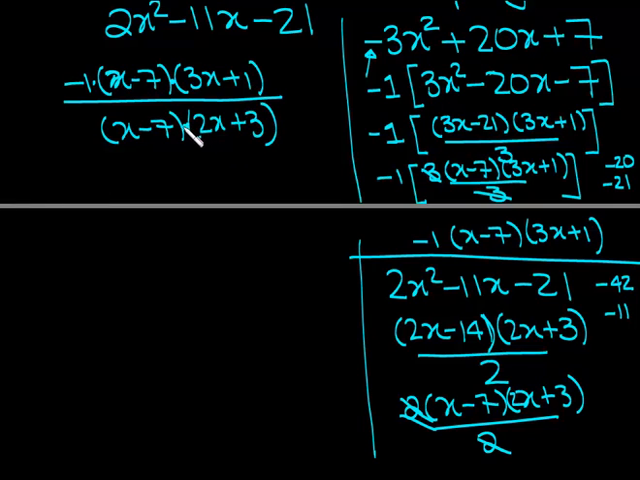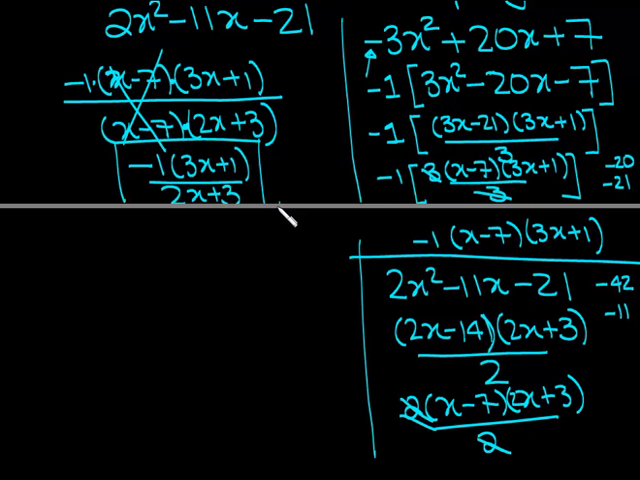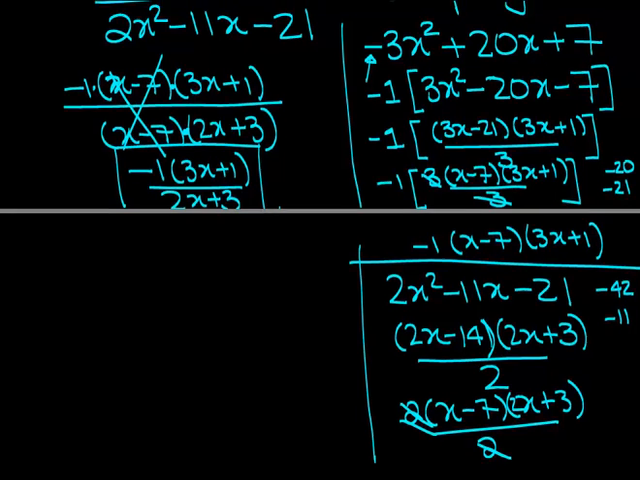Now that I've created multiplication, I can cancel these. I get minus 1 times 3x plus 1 divided by 2x plus 3. So there is your solution to that problem. At this stage we're going to stop here, but later on in this class, in another chapter, we're going to learn how to divide this further. But for now, we'll stop here. They've just asked us to simplify.